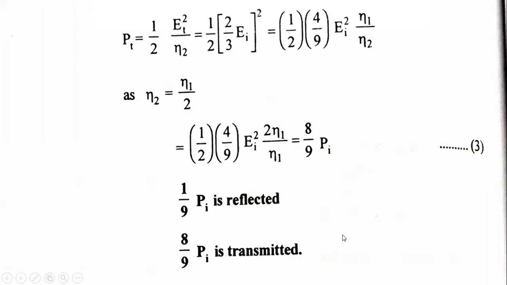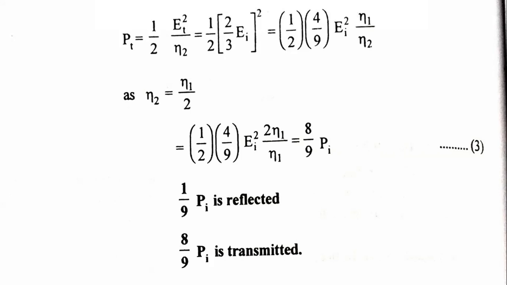1 by 9 into pi. How can we get that Pt? Pt will be 1 by 2, that is, the total power will be Et square divided by eta 2, with 1 by 2 outside. What is Et? That is 2 by 3 Ei, whole square, and eta 2 will be outside. So in this way you can get Ei 1 by 2 and 4 by 9, because 2 square and 3 square give 4 by 9, and Ei square will be as it is.